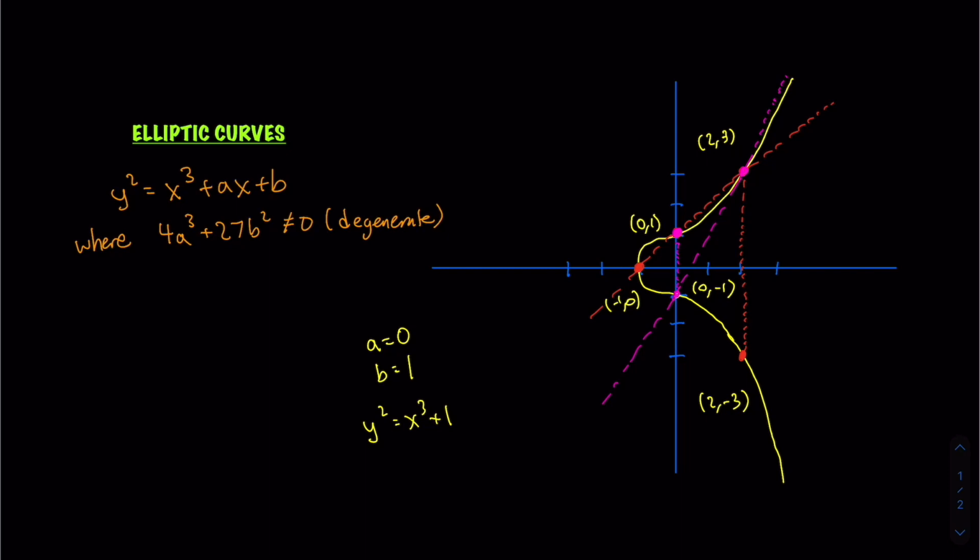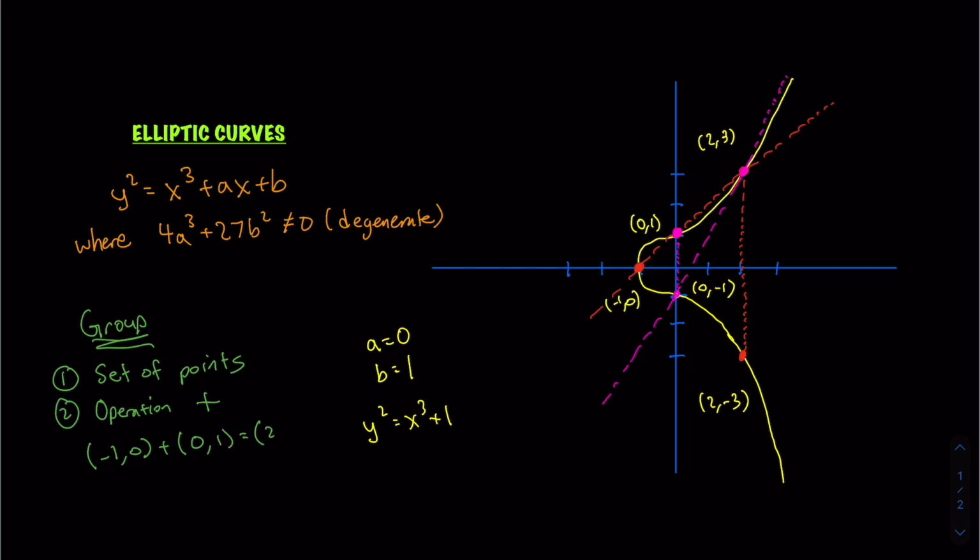Typically, elliptic curve addition is just denoted with the plus symbol. So for example, if I add -1, 0 and 0, 1, I actually get 2, -3, like we just saw. If I draw a straight line through those 2 points, and it intersects the curve at that third point, and I flip it over the x-axis, I get 2, -3. It's kind of weird, right? But if you've been following along, this should all make sense.